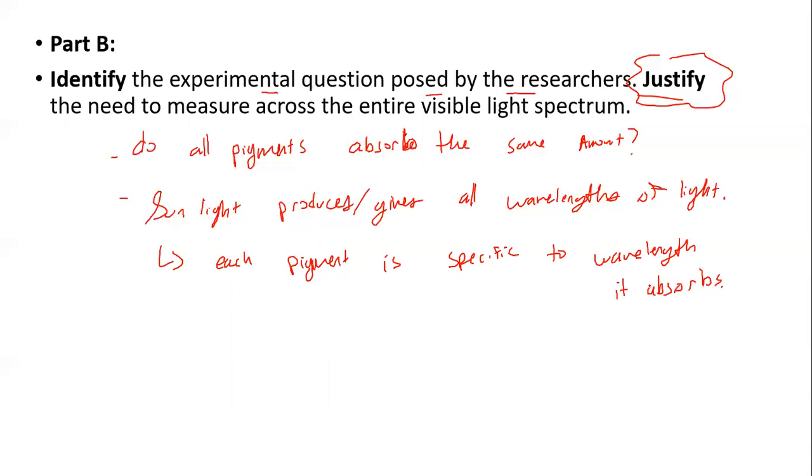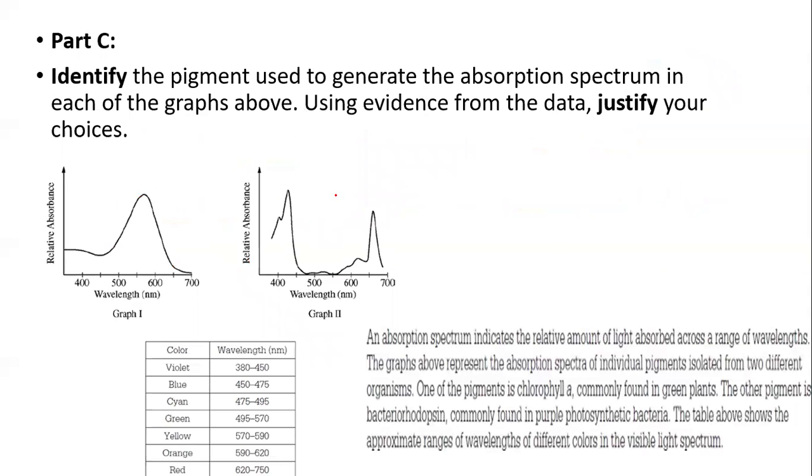All right. Okay, moving on. C, identify the pigment used to generate the absorption spectrum in each of the graphs above. Using evidence from the data, justify your response. Basically we have to figure out which was this one and which was this one. We had two things to pick from. One of the pigments, chlorophyll A, it tells you is found in green plants. The other pigment is bacteriophytopsin, and that's found in purple photosynthetic bacteria.